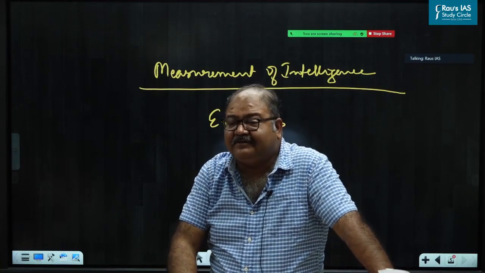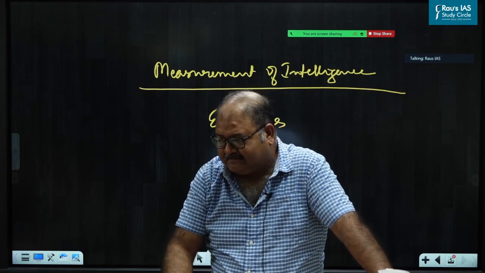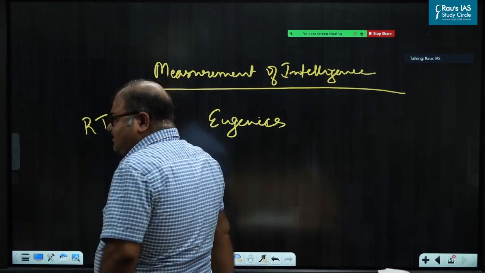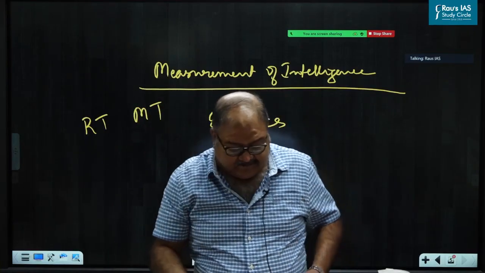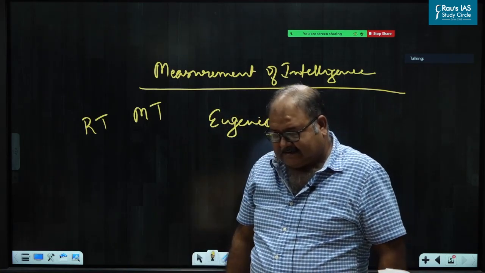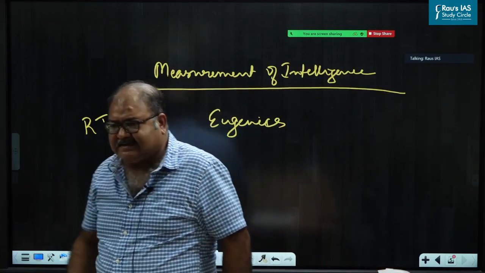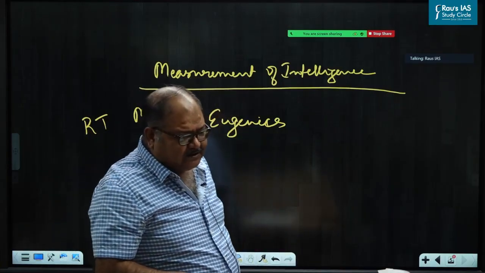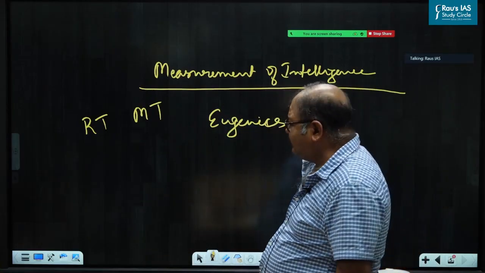Now, Francis Galton believed that intelligence is nothing but speed of processing or speed of reacting. So according to him, intelligence is a function of reaction time and motor time. It is nothing but sensory motor readiness to react. Intelligence is a function of reaction time and motor time. That is sensory motor readiness.